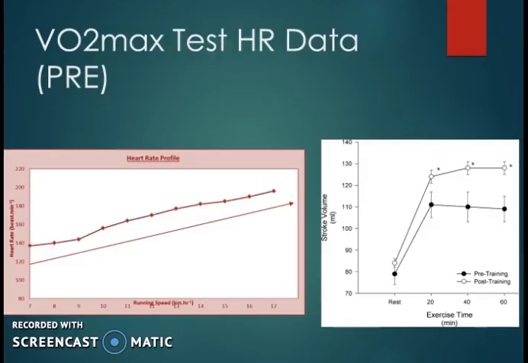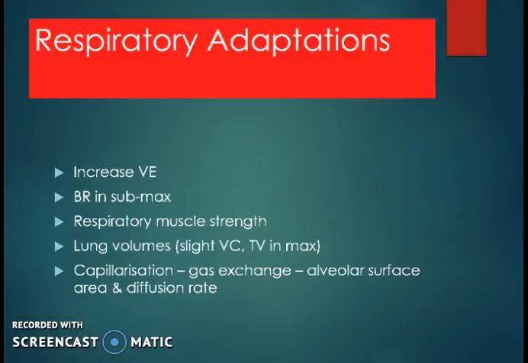Now we're going to move on to respiratory adaptations, and here we'll talk about the increase in ventilation, breathing rate, and submaximal activity, the adaptation of the respiratory muscles, the lung volumes, and also capillarization and gaseous exchange.